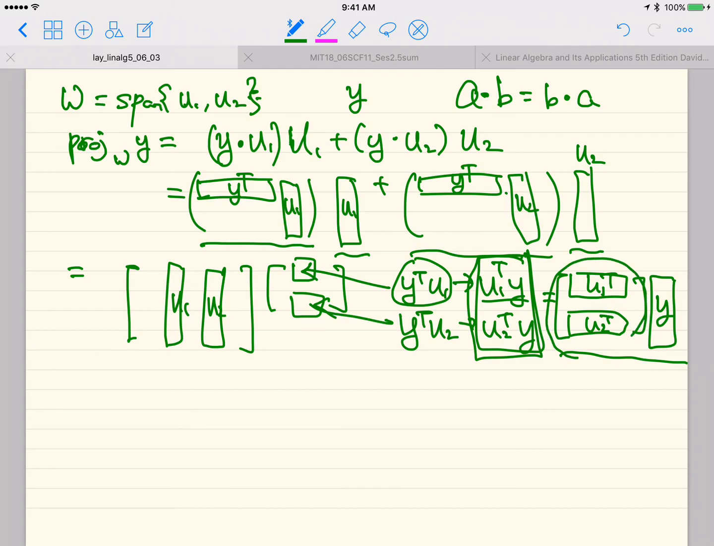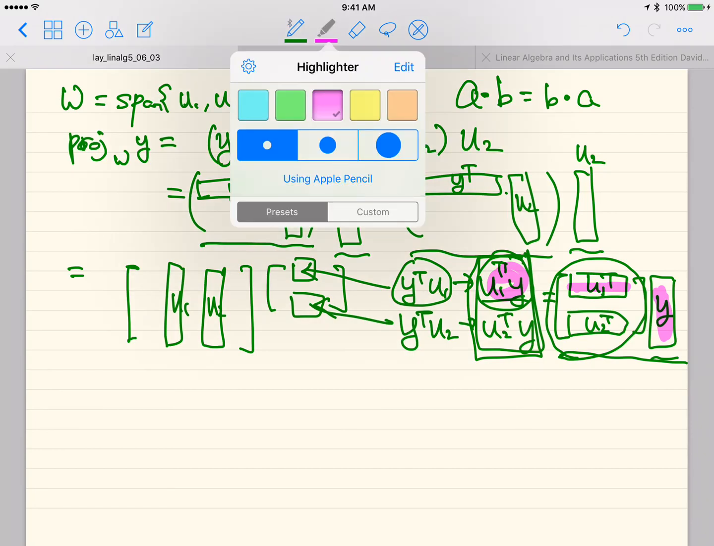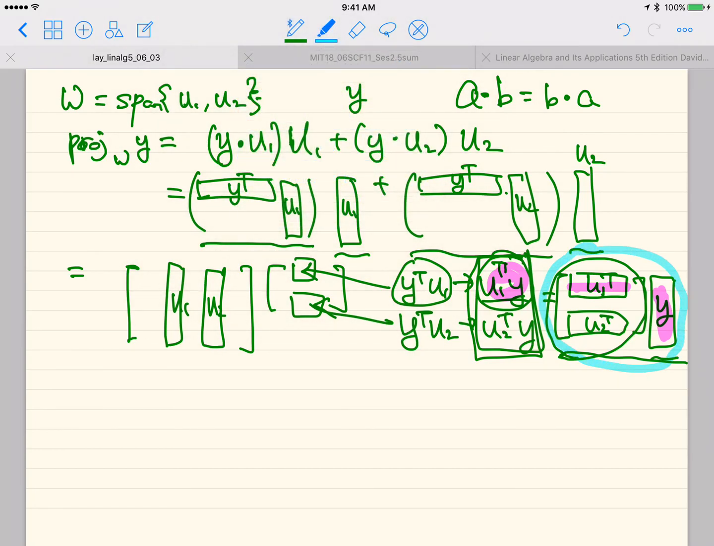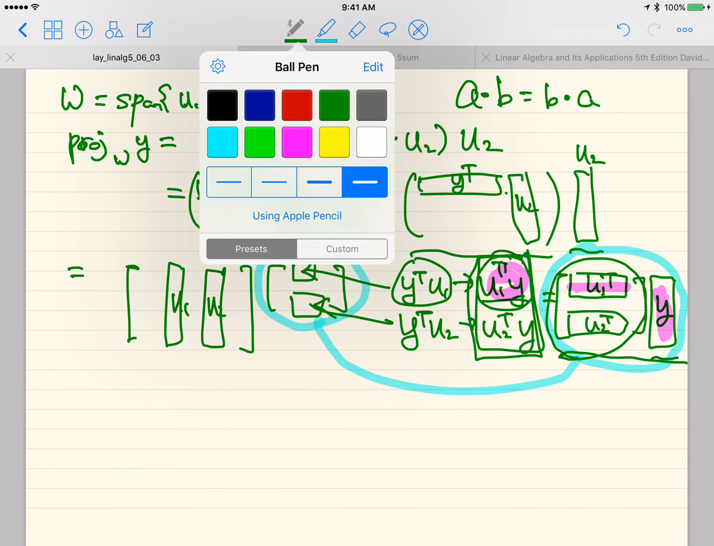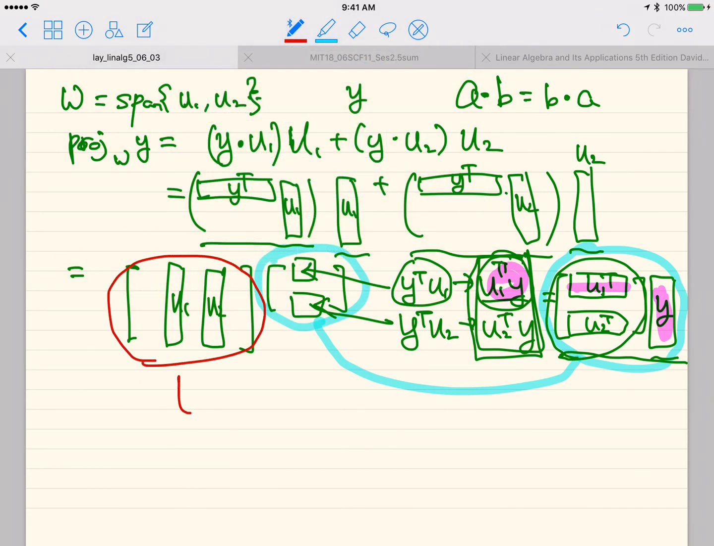So we now have another big matrix and a column vector on the right. If you compare the first element, we obtain this row times this vector to obtain this, and so on. This part is the same as this part. And then we have one big matrix here. Let's call that U, whose columns are our orthonormal vectors, the orthonormal basis for our subspace W.